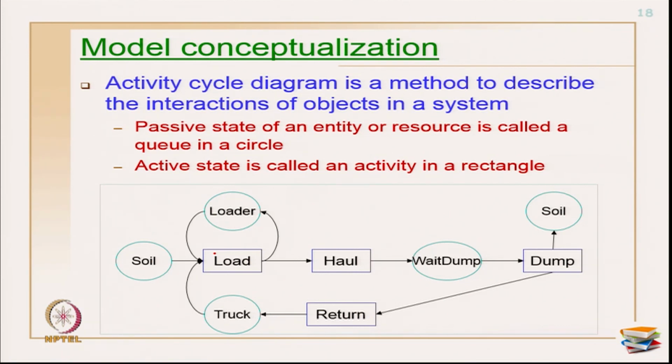Here I need 3 resources, loader, soil and truck, so accordingly I have given 3 different resources. Then loading is my first activity to take place. For every loading activity I need 3 resources. The passive state of an entity, or in a way a resource, is called a queue, represented in a circle. The active states, or the activities, are represented in a rectangle shape. So I have only 2 different shapes to represent my ACD diagram.